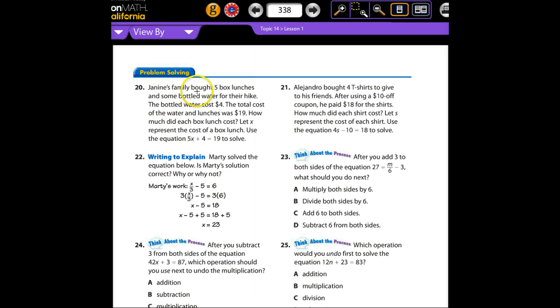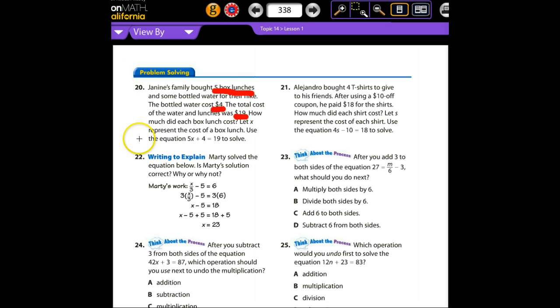Here it says Janine's family bought 5 box lunches and some bottled water for their hike. The bottled water cost $4. The total cost of the water and lunches was $19. How much did each box lunch cost? Then it tells you, let X represent the cost of a box lunch. Use the equation 5X plus 4 equals 19 to solve.